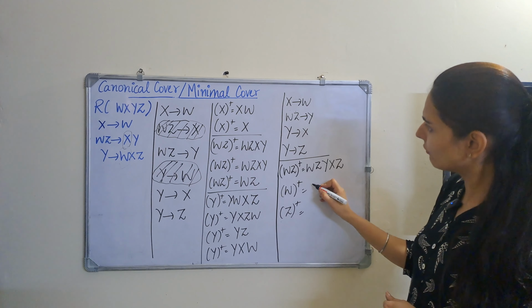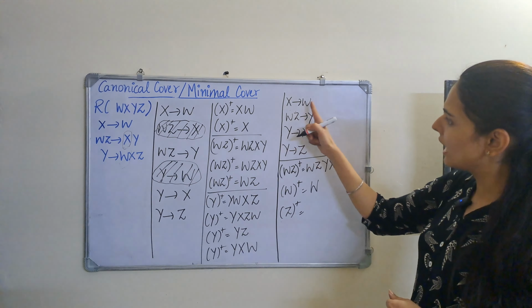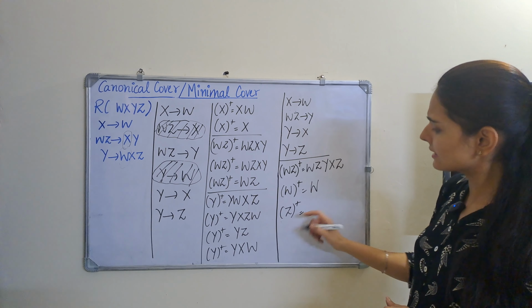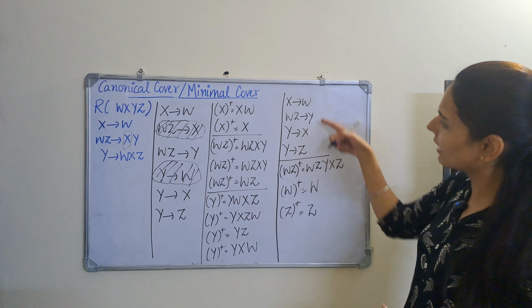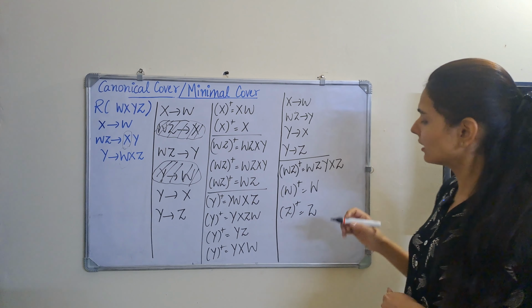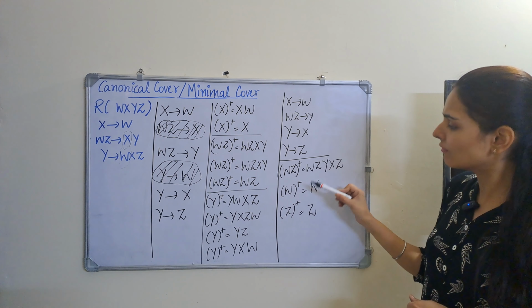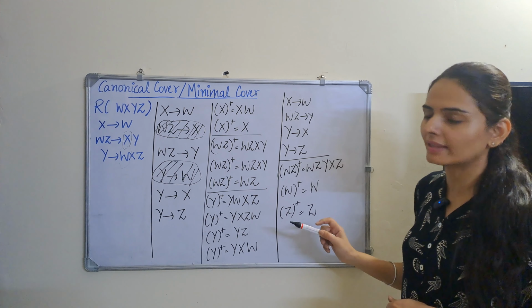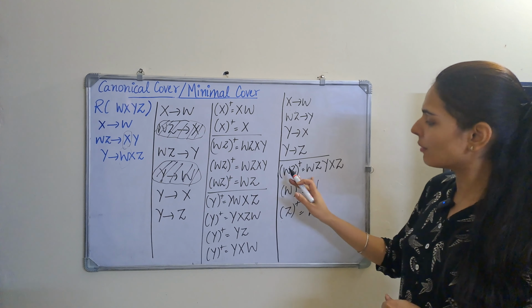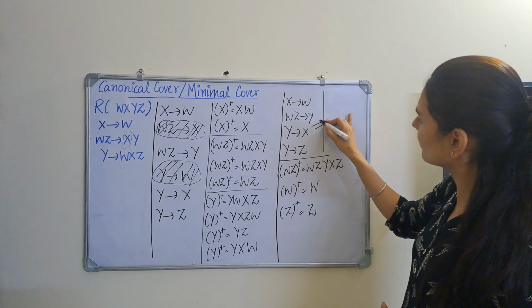So now what will we do? We'll have W closure. For that we have W and we do not have anything else. And for Z, if we check, we only have Z, we do not have anything else. So we can conclude that with only W or only Z, we cannot find all the attributes that we could find with WZ together. So nothing among these two attributes is redundant. Now this is the final answer.